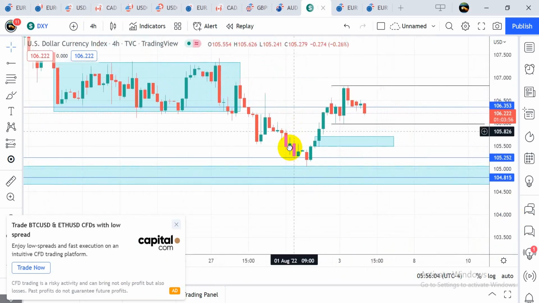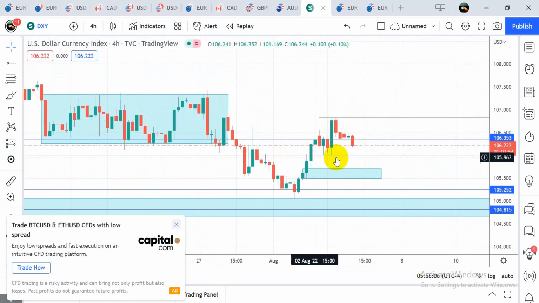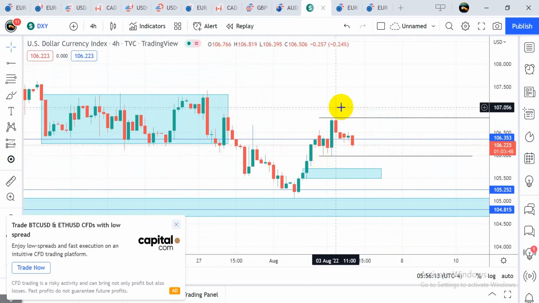Now, I want you to pay close attention to what is going on here. Here we have yesterday's low, and here we have yesterday's high, the previous day high, and this is the previous day's low.